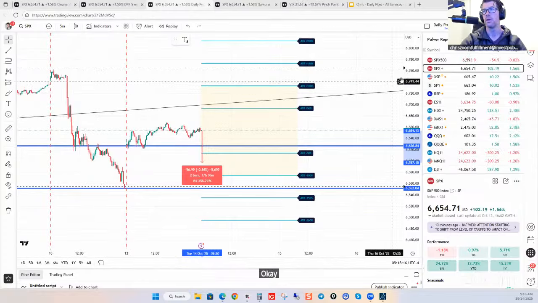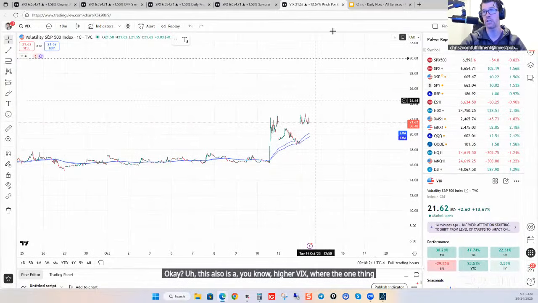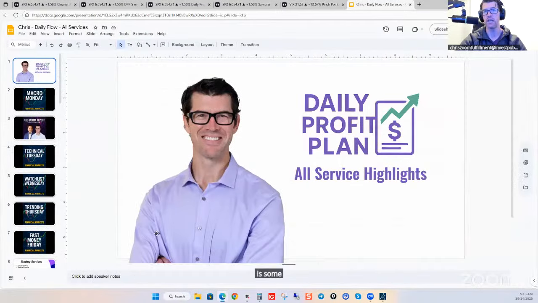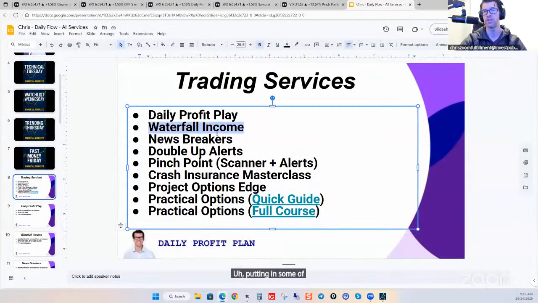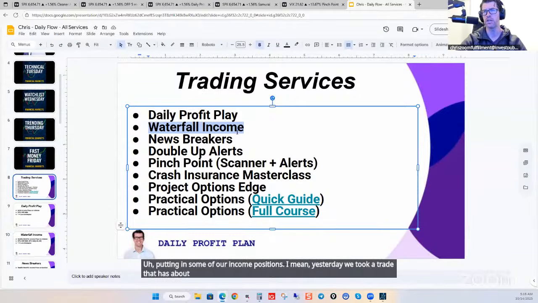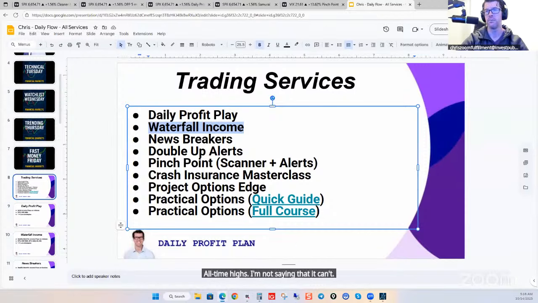This also is a higher VIX environment where the one thing I'm really liking is some of the setups we've taken for waterfall income, putting in some of our income positions. Yesterday we took a trade that has about 13.2% room for error. The market would have to fall 13.2% from all-time highs by December 31st. I'm not saying that it can't, but there's enough support.